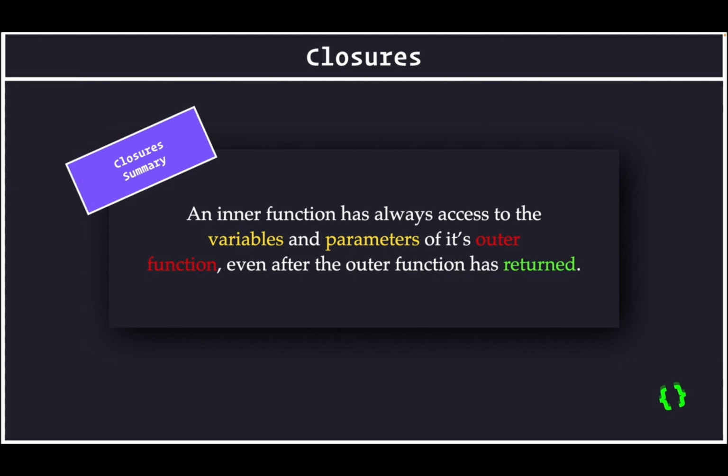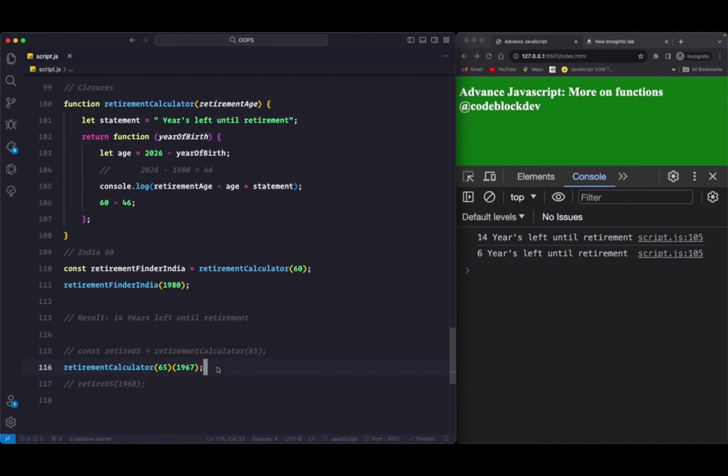Let's now write a few more lines of code and then we will wrap up our closure section. And now again, if you want to find how many years are left until retirement for another country, you can reuse this function. So just call it, and let's assume that we are finding the retirement age for Iceland. In Iceland, the retirement age is 67. And if a person was born in 1967, then how much time in 2026 will they have left until they get to retire.